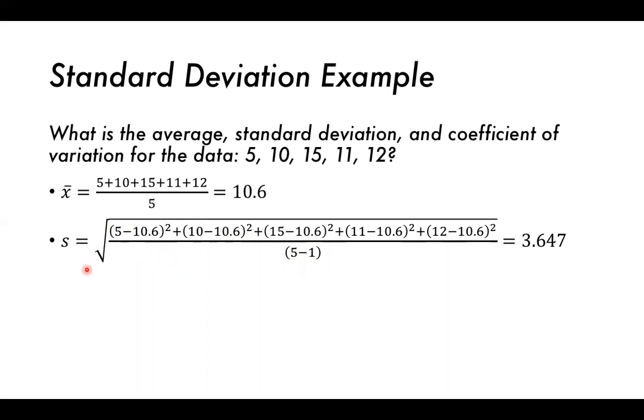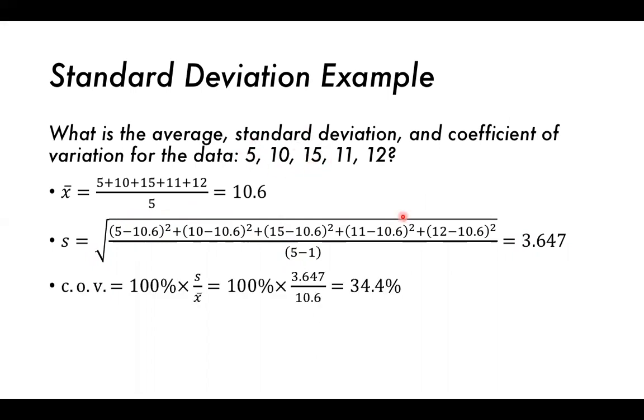And then all of that will be taken under the square root, and we will get a value of 3.647 as our standard deviation, which is quite large and probably caused by a few outliers in our data, this 5 and this 15. Now, the coefficient of variation for our data is going to be 100% times S over the mean, which is going to be 100% times 3.647, which is our standard deviation that we calculated here, divided by the mean, which we also calculated earlier. And that gives us a coefficient of variation of 34.4%.